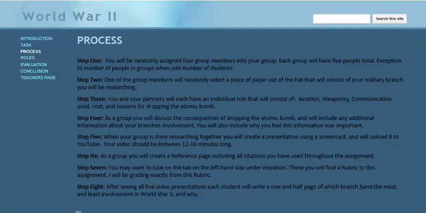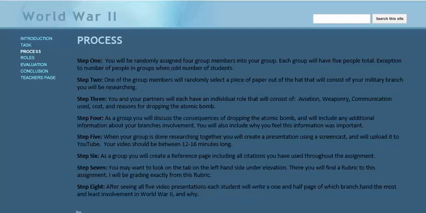When they're done, they're going to create their presentation using the screencast. They're going to upload it to YouTube, and they're going to want to get their video between 12 to 16 minutes long. They will have a citation or reference page which will include all of the sources they use throughout their assignment.